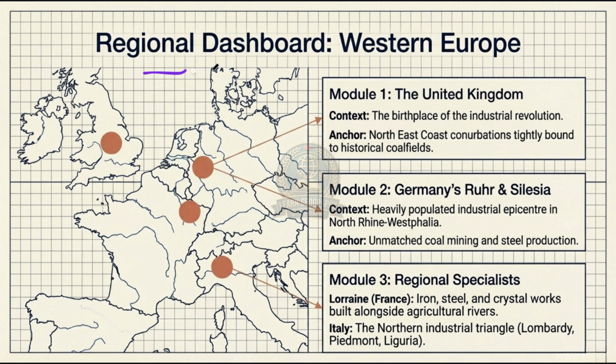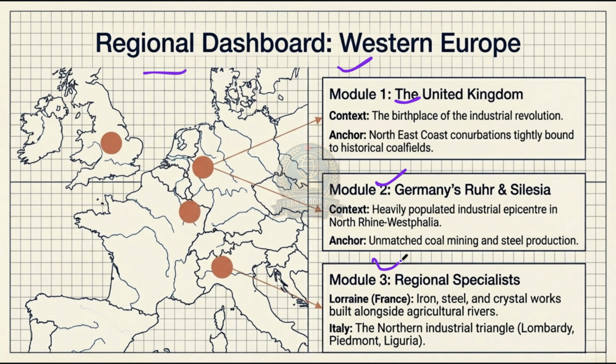Then regional dashboard in Western Europe. 1. United Kingdom, the birthplace of the industrial revolution. The industrial revolution began here. Then Northeast Coast conurbations tightly bound to historical coalfields. Then Germany's Ruhr and Silesia, heavily populated industrial epicenter in North Rhine and Westphalia. Unmatched coal mining and steel production.